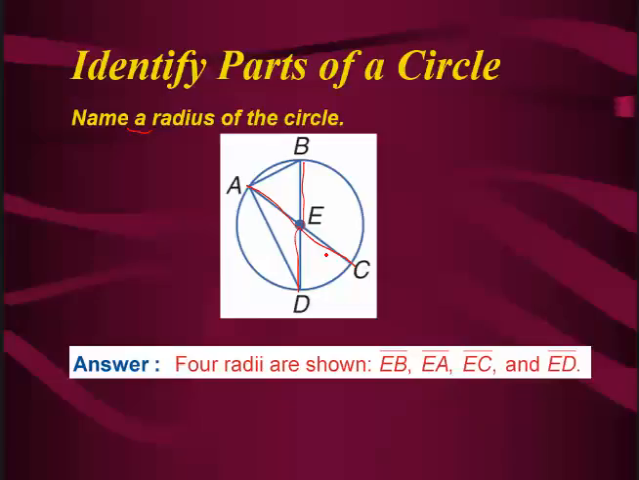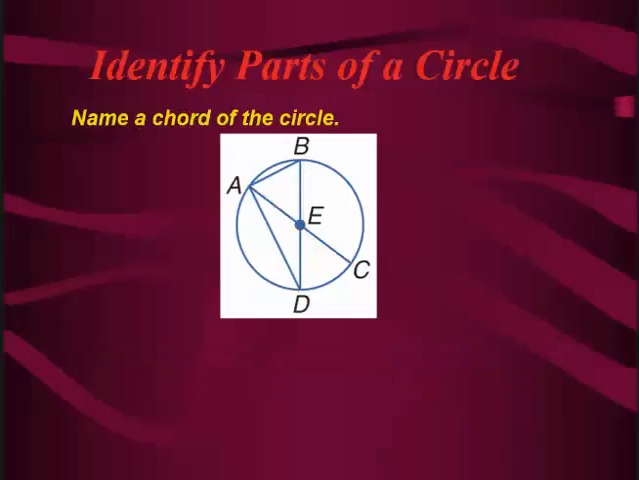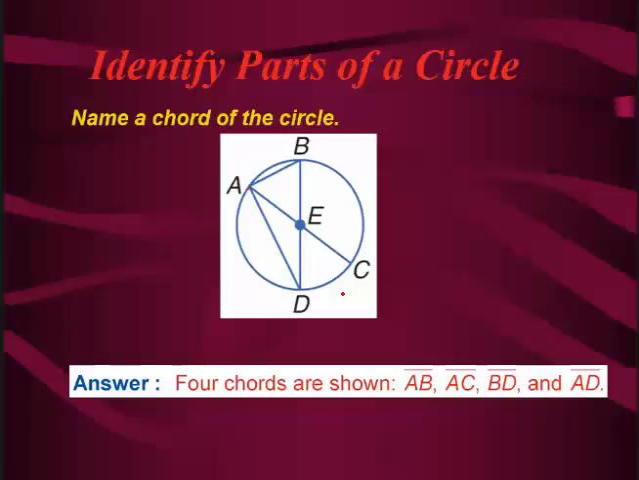Now let's name a chord. I actually see 4 chords. Remember, a chord starts on the circle, not inside, but starts on the circle and goes across and lands on the circle again. So the endpoints are on the circle. So here AD, or you could name it DA. AB is another one. BD goes all the way across through the center, as does AC. So there's 4 different chords there, 2 of which are diameters.